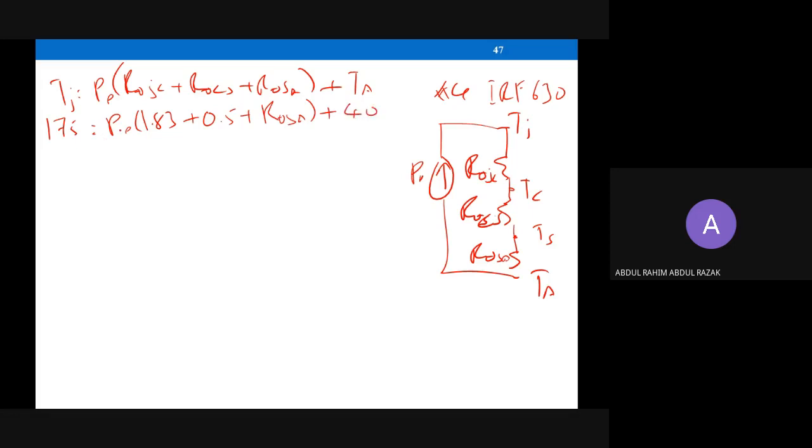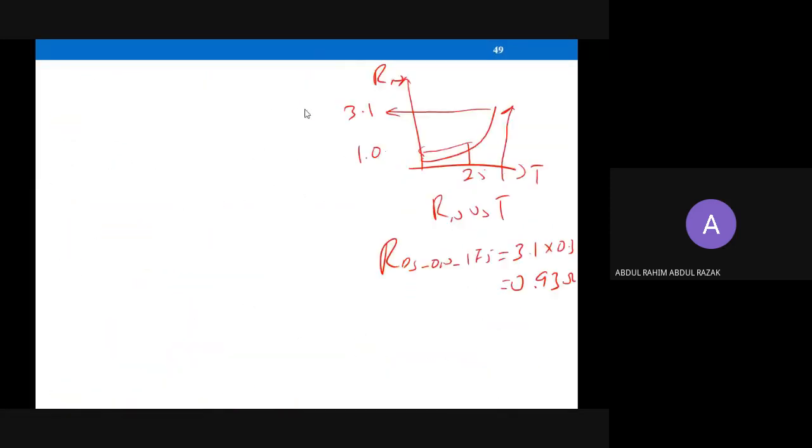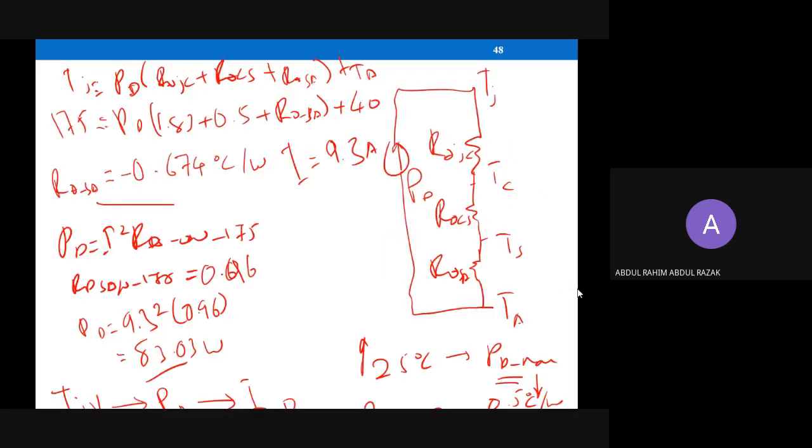So how much is PD actually? PD is the unknown that we have to investigate, and PD is equal to I square RDS on. Because we are considering at 175 degrees, RDS on will be at 175. So how much is RDS on at 175? Which is 0.93 ohm. RDS on is 0.93.